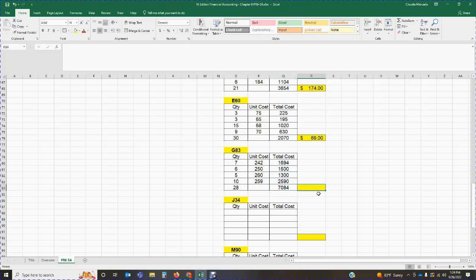Now we're going to get the weighted average cost. So we're going to get the 7,084 divided by 28, and that'll give me $253. So for every unit, we're going to value it at $253 for D83.